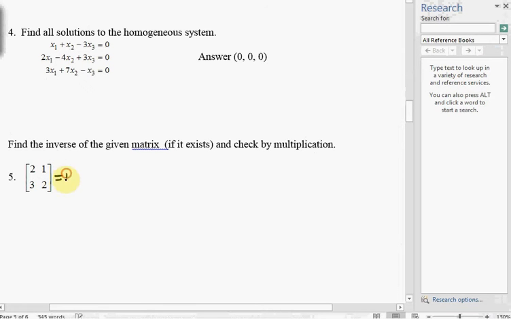Let's call this A. And so A inverse equals 1 over 2 times 2, which is 4, minus 3 times 1, which is 3, times... we transpose the diagonal positions where they're the same there, and negate the opposite terms, so negative 1, negative 3, and 2. And so just very straightforward.